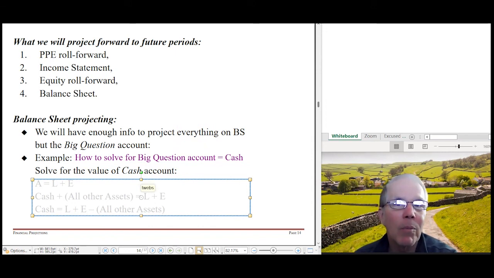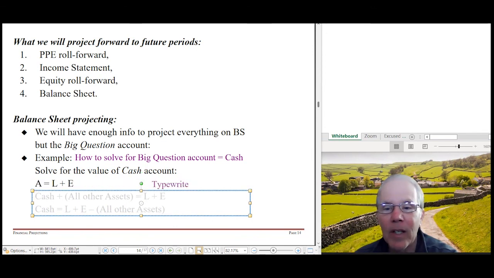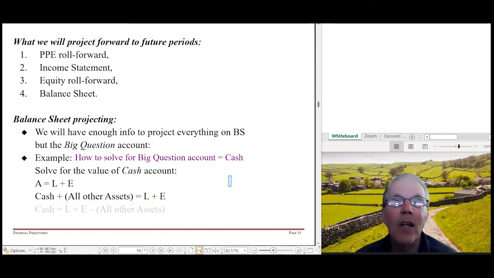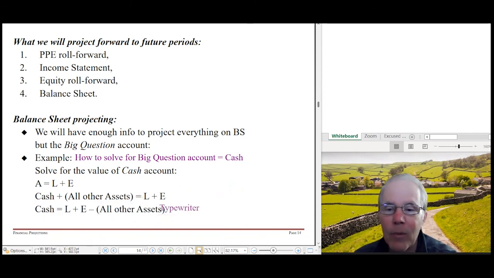So what are we going to do? We're going to project everything that we know, and that's going to be everything but the cash account. And we're going to remember that assets equal liabilities plus equity at all times under all circumstances. So what's another way to say that? Cash plus all other asset accounts equal liabilities plus equity. And then we apply, you guessed it, the awesomeness of algebra to leave cash all by itself on the left-hand side. Cash is equal to liabilities plus equity minus all other assets. And then we go ahead and solve this equation for cash, and that's the value of our cash account. That answers the big question for the big question account.